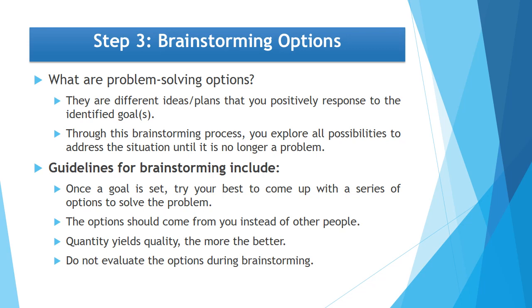Step 3, brainstorming options. Let us understand what brainstorming is first. Brainstorming is the different ideas and different plans for a particular situation or problem. Let us give the guidelines for brainstorming. Once a goal is set, try your best to come up with a series of options to solve the problem.